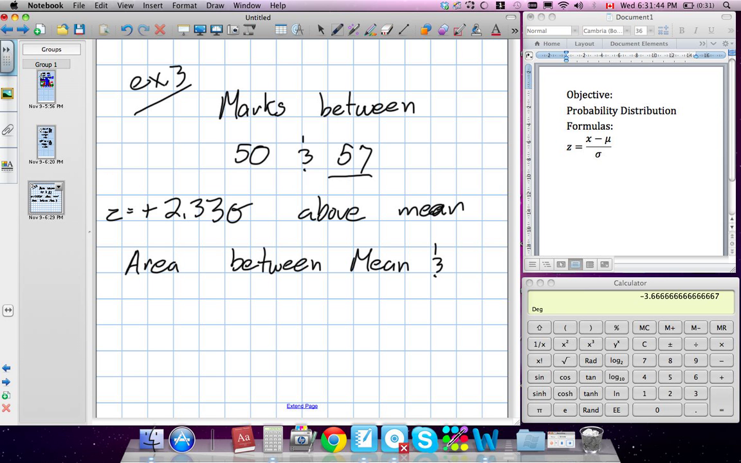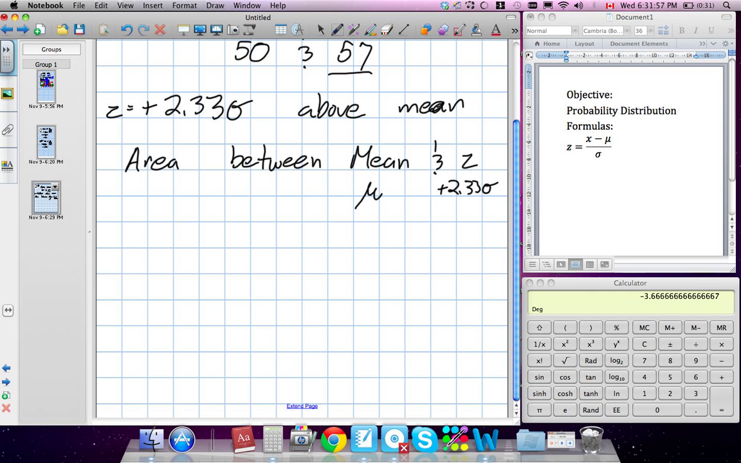So maybe another question reads, let's say example 3. Example 3 is reading, they want to know how many people in the class are getting marks between, let's say 50 and what was the one number we used? 57, right? Okay. So we're going to look at marks between 50 and 57. Well, we knew that 57 was from our information before positive 2.33 standard deviations above the mean.